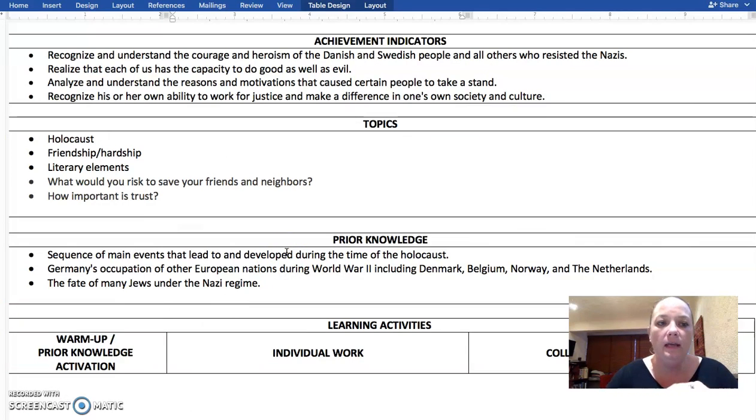So our achievement indicators for the day are to recognize and understand the courage and heroism of Danish and Swedish people and all of those who resisted the Nazis. Remember that the novel, Number the Stars, is based during this time of the Nazi survival.